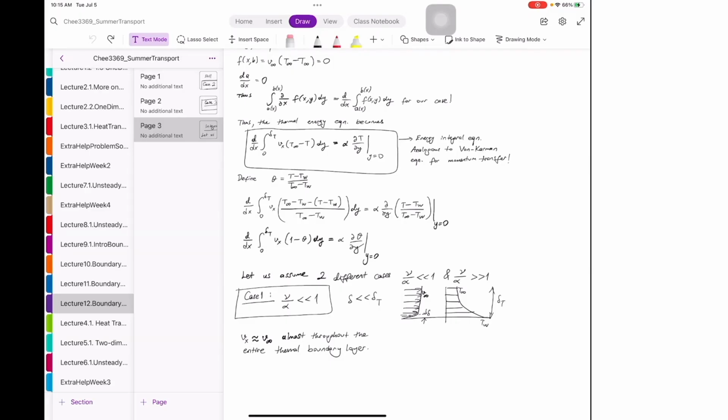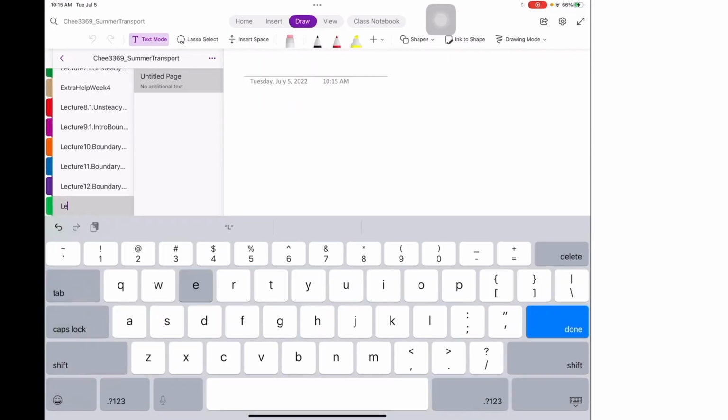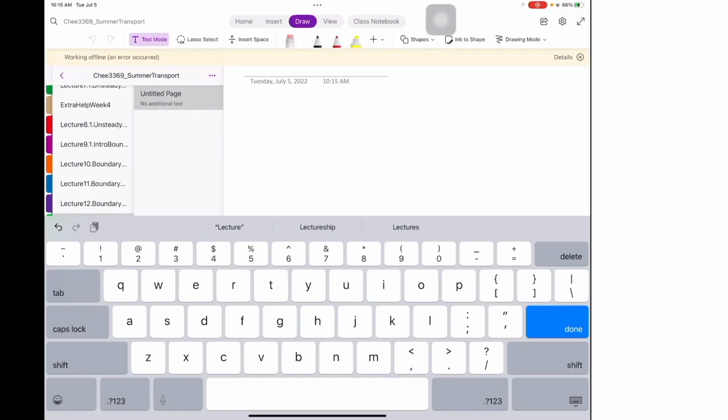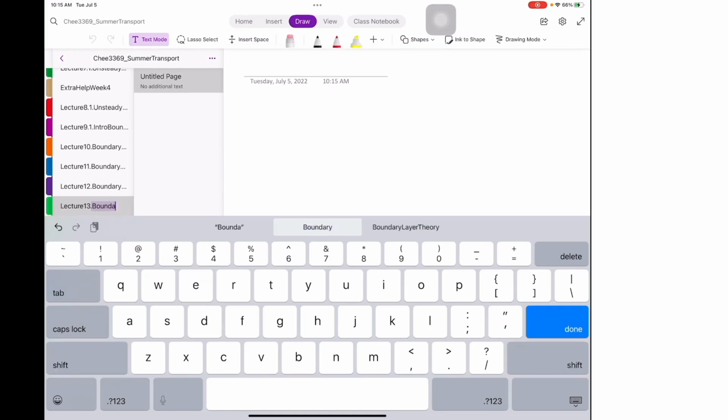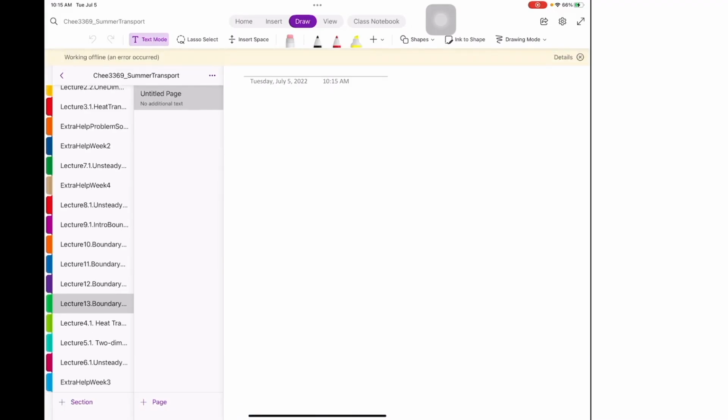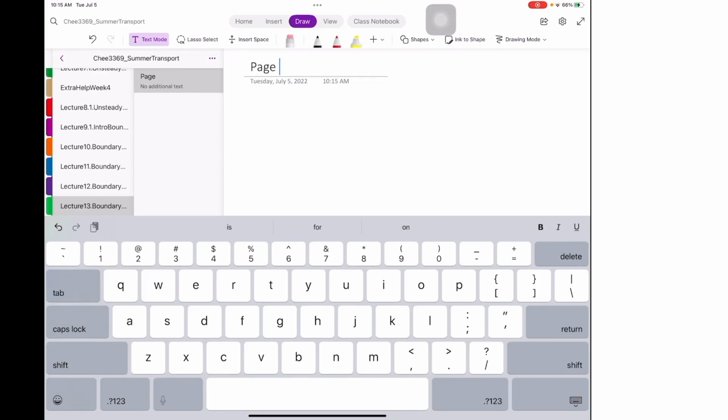Now, let me say lecture 13. Boundary layer theory, continued. Okay, good. Page 1.